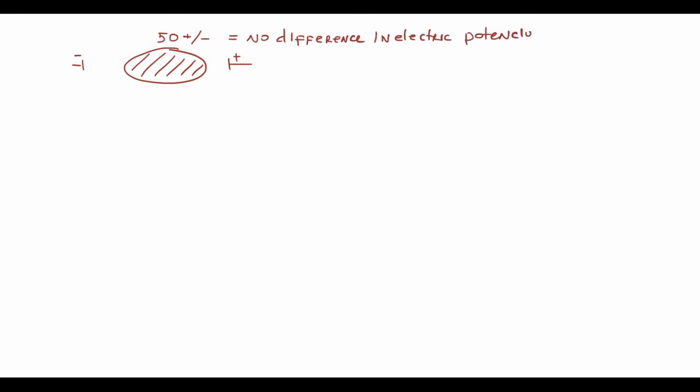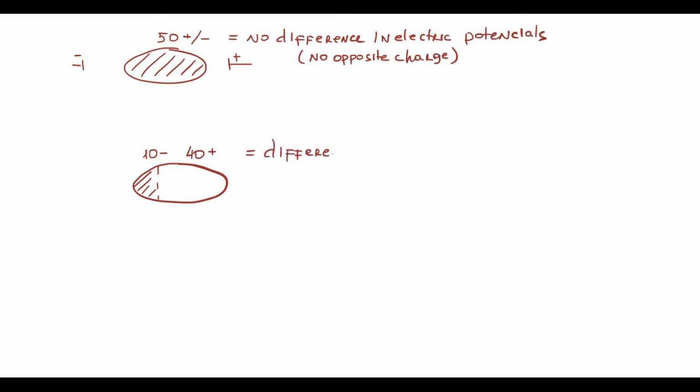So for example, there are 50 cells and there is negative and positive electrode. And if all 50 cells have the same charge, it doesn't matter whether it's positive charge or negative charge, there will be no difference in electric potentials because there are no cells with opposite charge to form the electric difference.